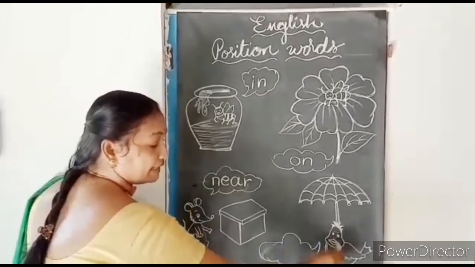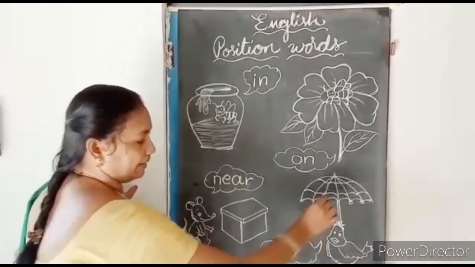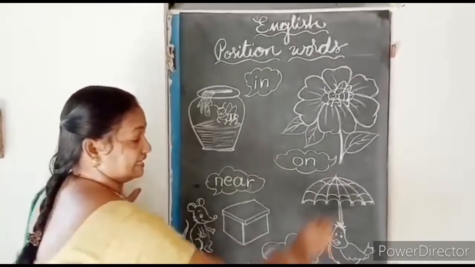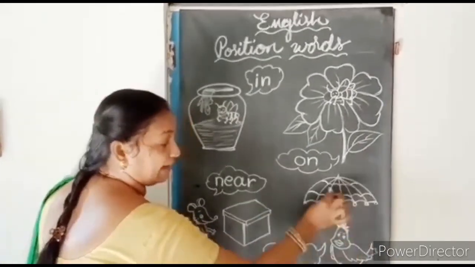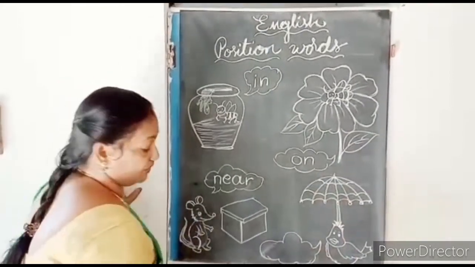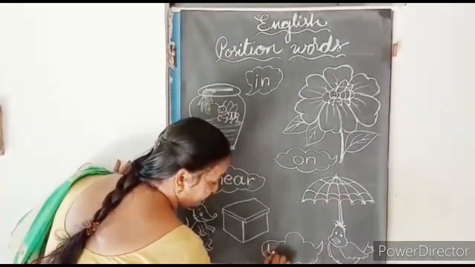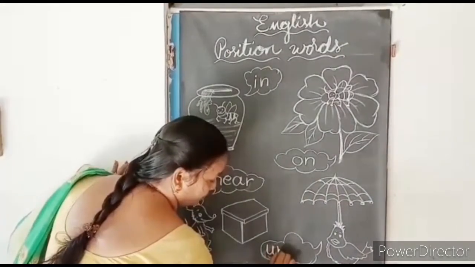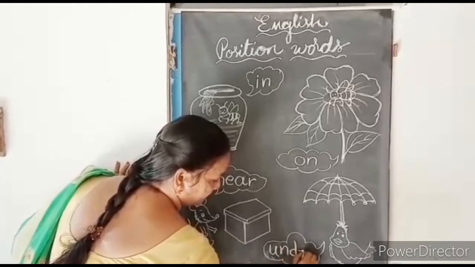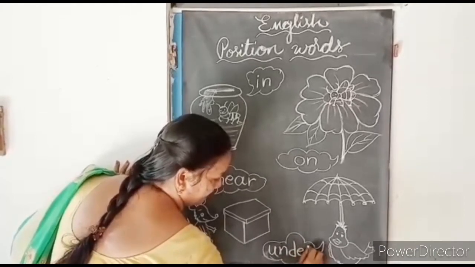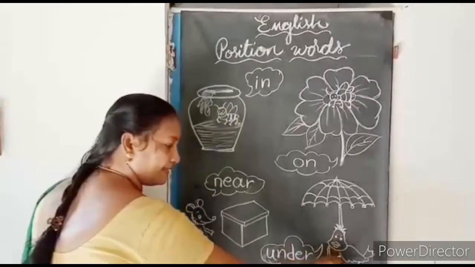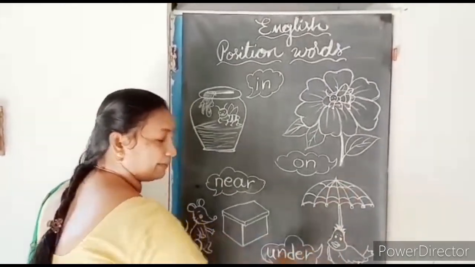And here we have a bird again and an umbrella. So what is the position of the bird? It is under the umbrella. Yes or no? The bird is under the umbrella. So what is the spelling of under? U-N-D-E-R. So the position of the bird is under the umbrella.